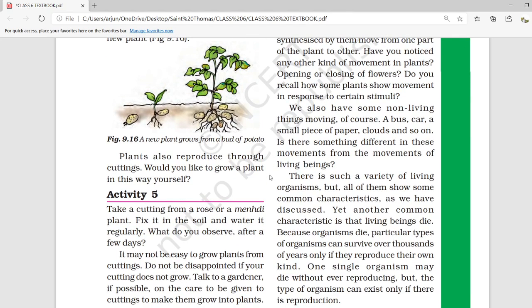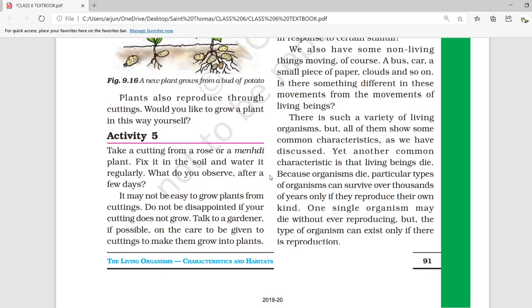Plants can also reproduce through cutting. Would you like to grow a plant in this way? Yes, we can. For that we have to see activity number 5. Take a cutting from a rose or mehndi plant. You have to take one stem from the rose or mehndi plant, fix it into the soil and water it regularly. What do you observe after a few days? After a few days you will observe that the plant is growing.